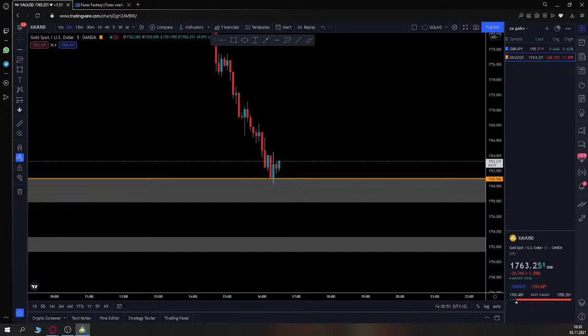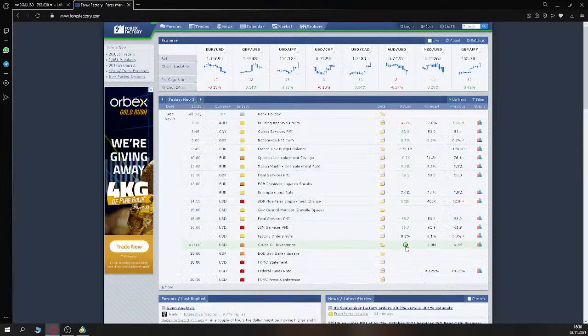Okay, so let's take a look at the news. Crude oil inventories. Okay, we got bad numbers. So bad numbers. This is bullish for gold. Bad numbers for the US dollar.